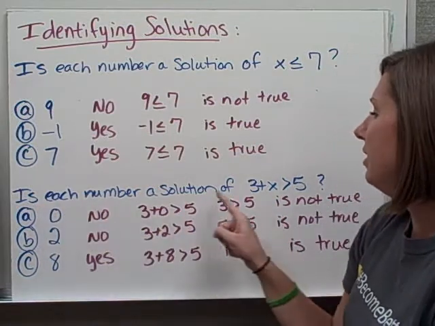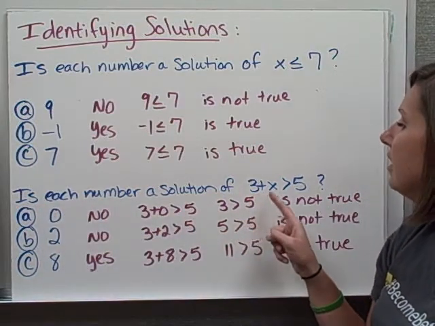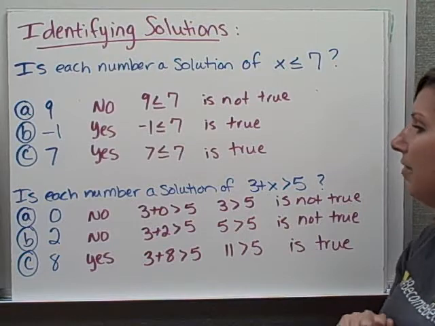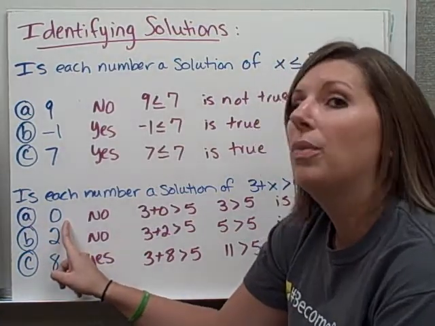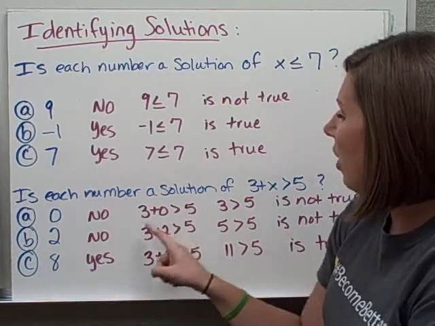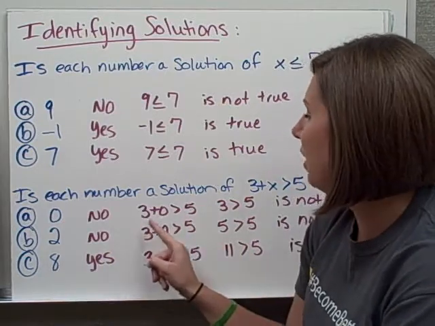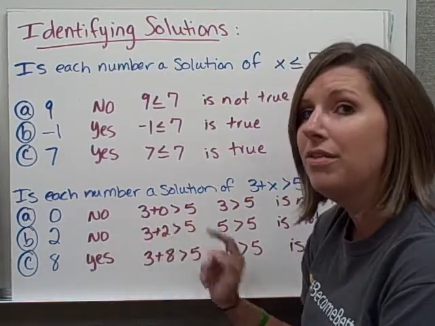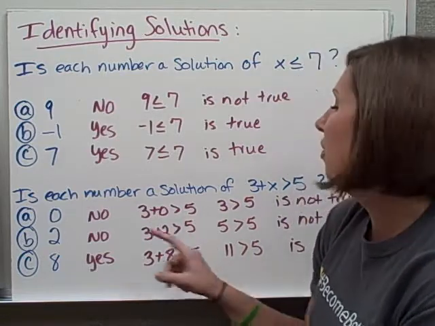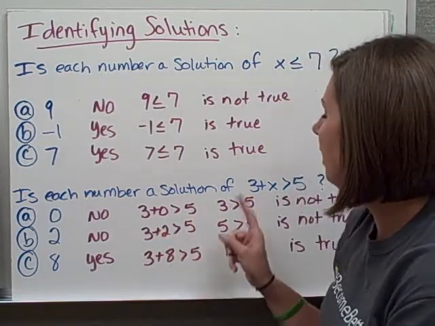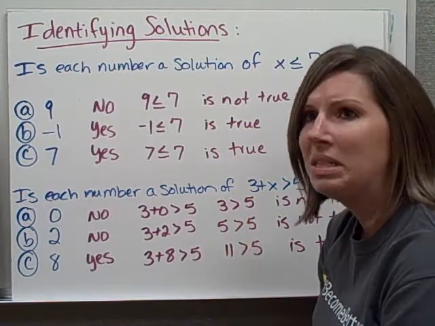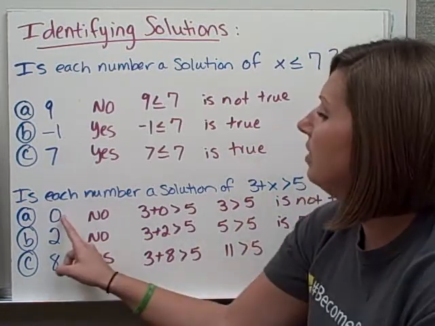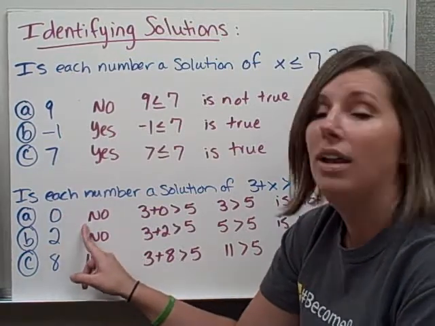Is each number a solution of 3 plus x is greater than 5? So for A, we're plugging in the number 0 for x. So I rewrite the problem, 3 plus 0 is greater than 5, and I simplify. 3 plus 0 is 3, and then I look at this and I ask myself, is 3 greater than 5? No, it's not. So the number 0 is not a solution.